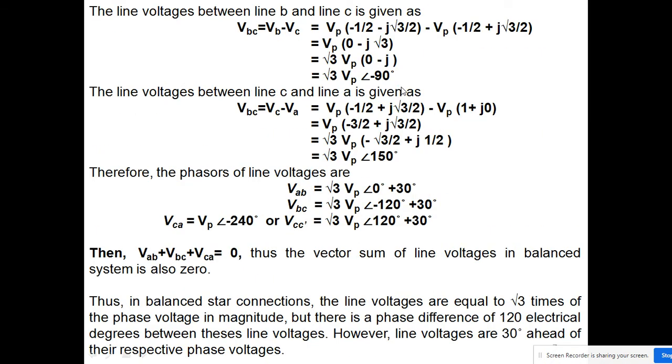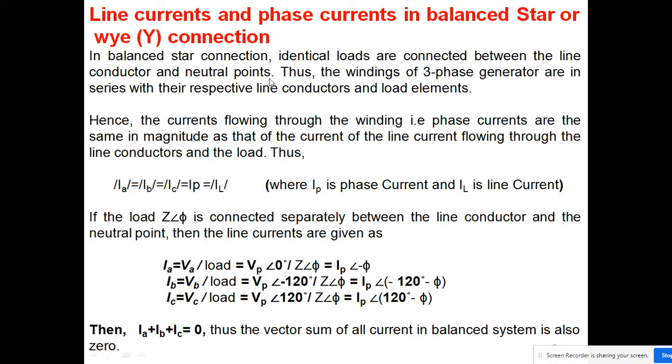So what we can say here is that the windings of the three-phase generator are in series with the respective line conductor and load element. It means the current flowing through the winding, or the phase current, is the same in magnitude as the current in the line, the current flowing through the line conductor and the load.